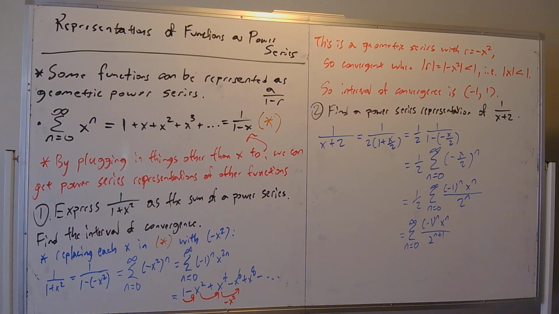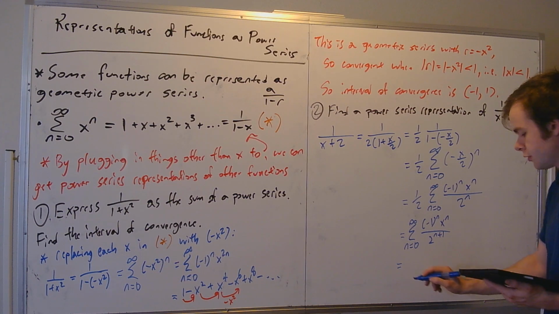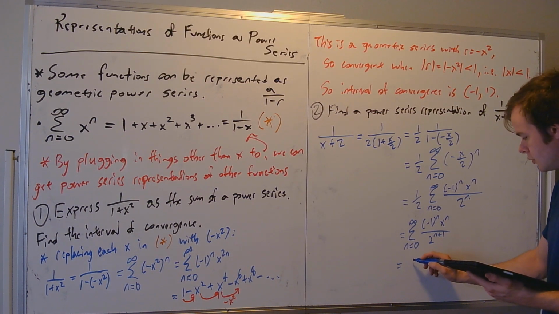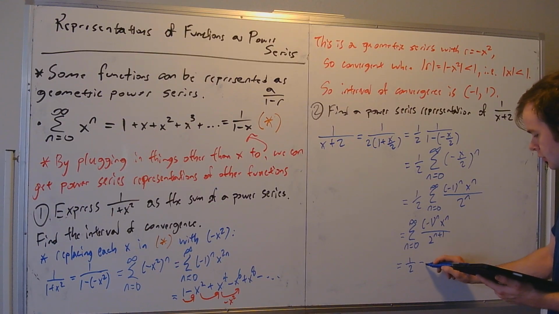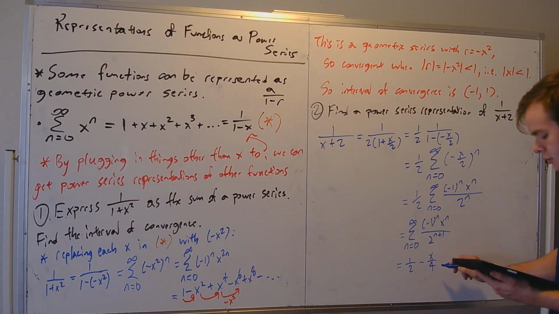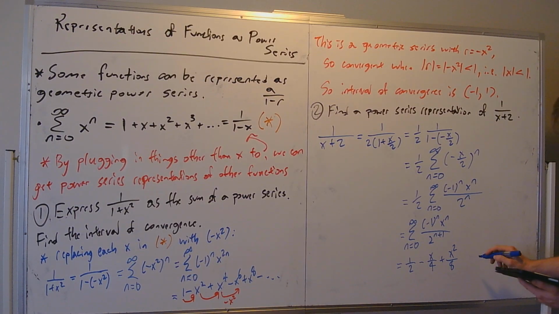And now, if we wanted to write out the series, we can do that. So if we wrote out the series, if you plug in n equals 0, you're going to get 1/2. If you plug in n equals 1, minus x over 4, and then plus x squared over 8 if you plug in n equals 2, and then minus x cubed over 16, and so on.